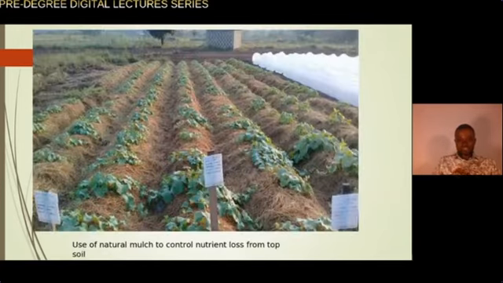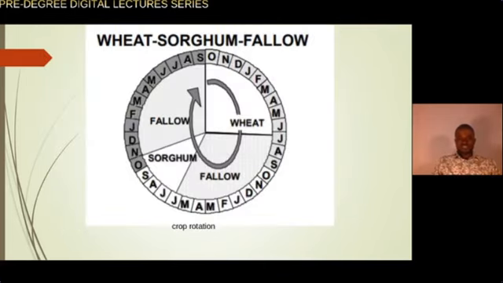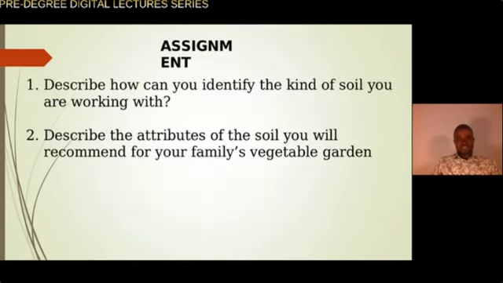The picture here shows the use of natural mulching to control nutrient loss from topsoil. Then we have strip cropping, which can also be used when the slope is too steep or too long. Then this is a typical crop rotation approach that can be used. You can have a fallow period reduced and rotate the crop with another crop, instead of continuously rotating the same crop year after fallow.